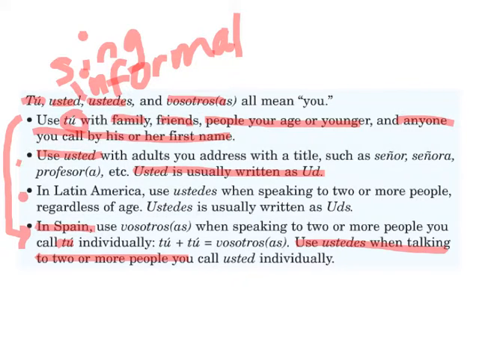Okay, the last one, point 3 here that we're going to talk about is that in Latin America we use ustedes when talking to two or more people, no matter who they are, because we don't have the vosotros option. So ustedes is usually written like usted, UDS, abbreviated like usted would be. And we're going to use that when we're talking to any group of people. That's what we will mainly talk about in class. But remember, this is when you're talking to people, not about them.